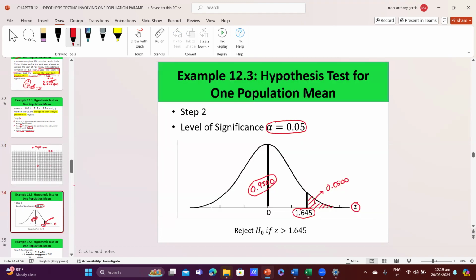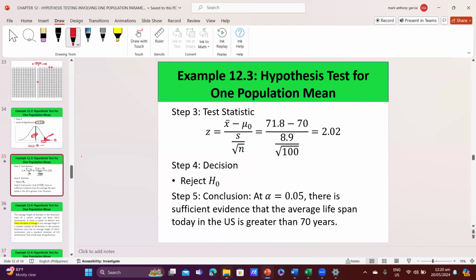So that means the critical region states that we will reject H0 if the test statistic value is greater than 1.645. So which means if the test statistic would fall inside this rejection region, then we have to reject the null hypothesis.